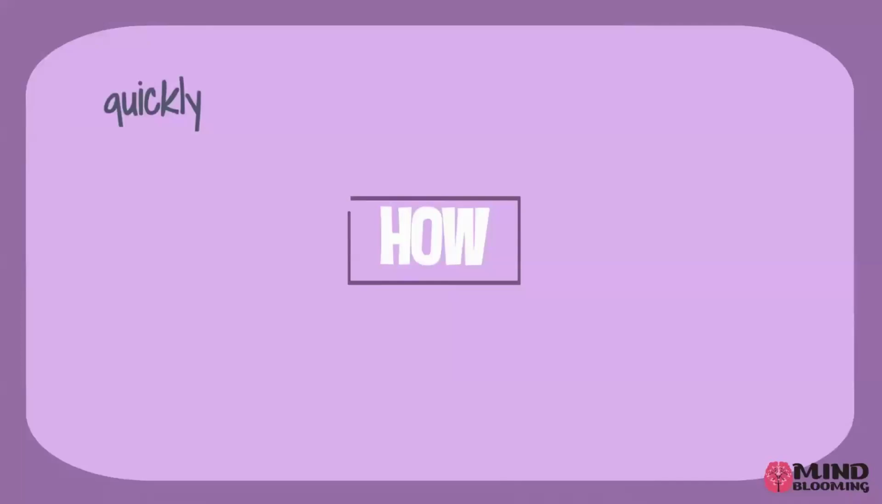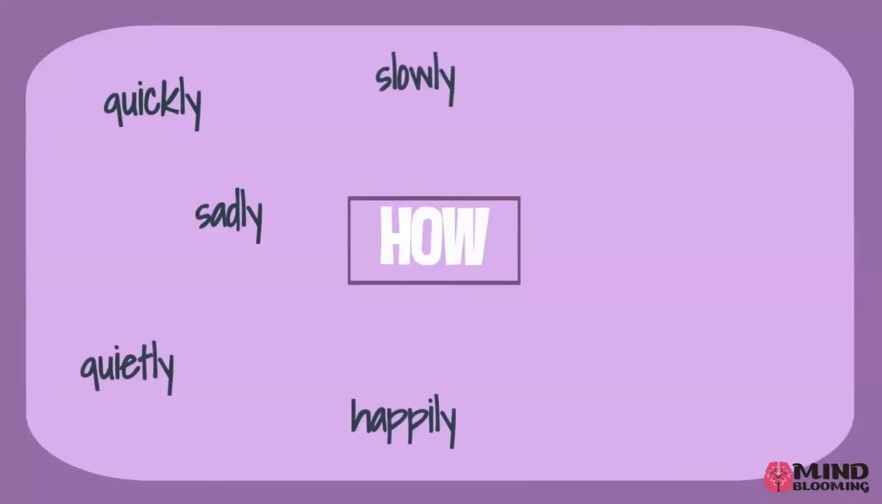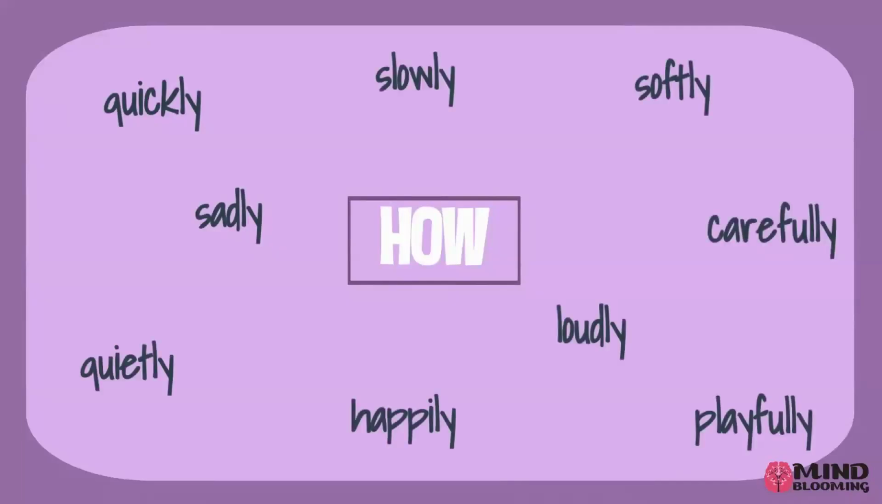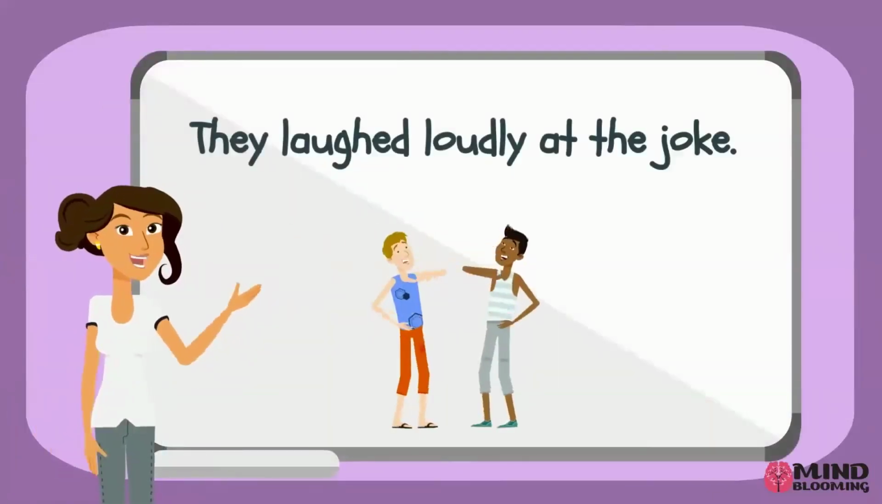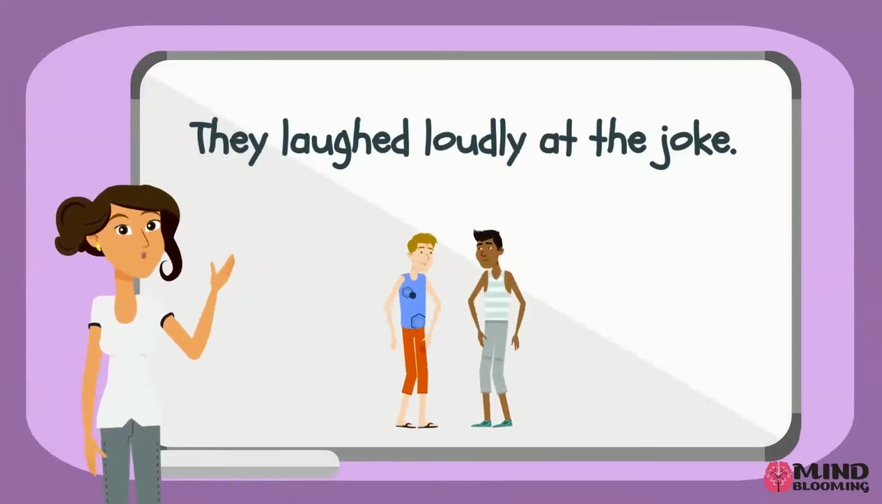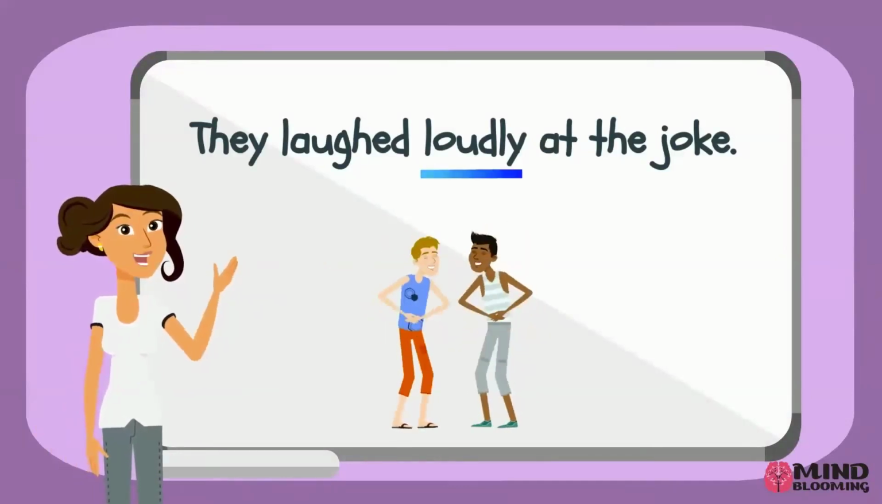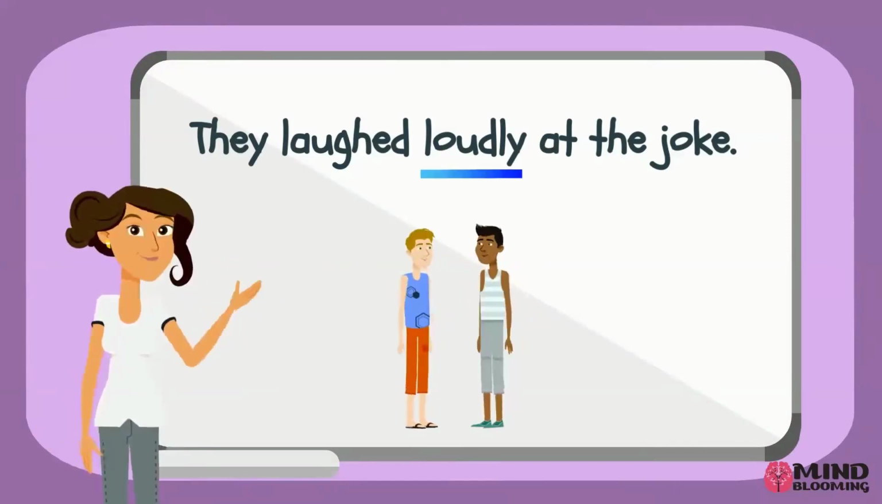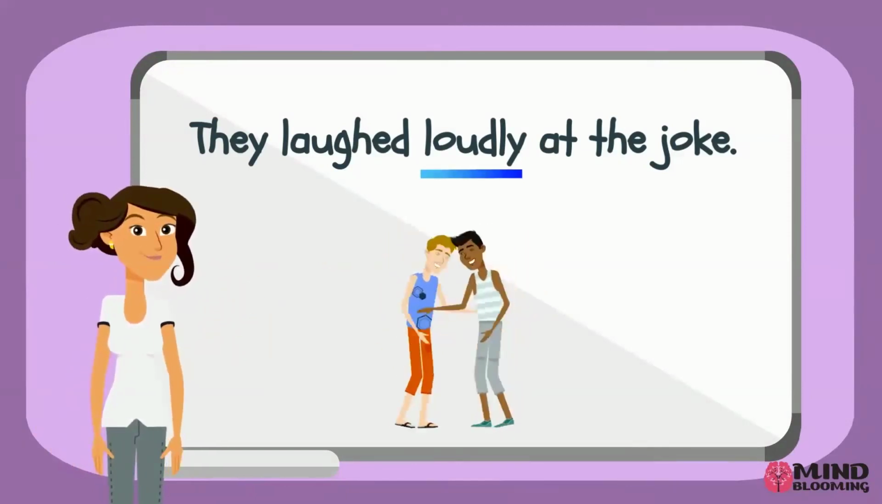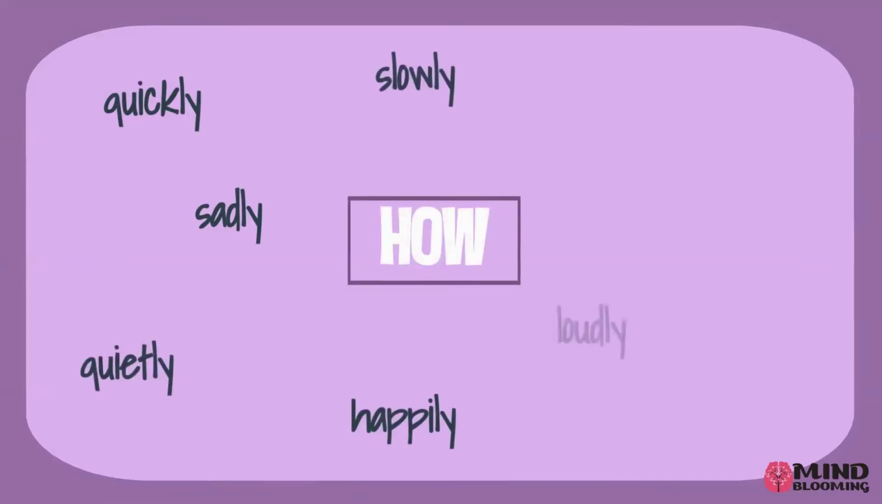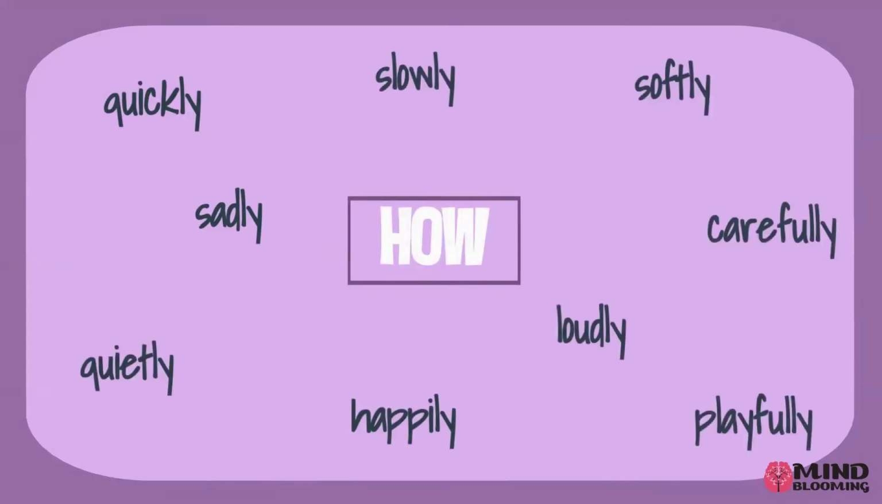These are some examples of adverbs that show how the action is happening. They laughed loudly at the joke. Laughed is the action verb in this sentence, and loudly describes how the action is happening, and it is happening loudly, so loudly is an adverb. Notice that the adverbs here all end in ly. Adding the ly in the end helps make them describe verbs. Not all adverbs, though, end in ly.